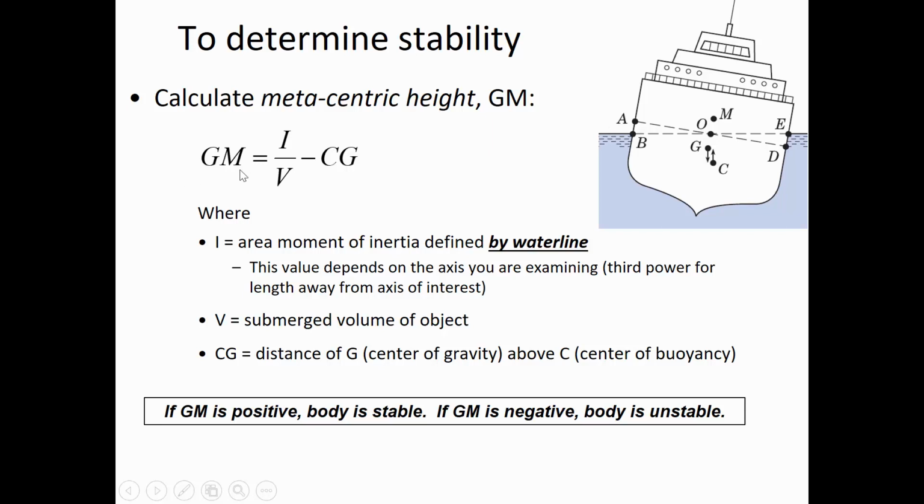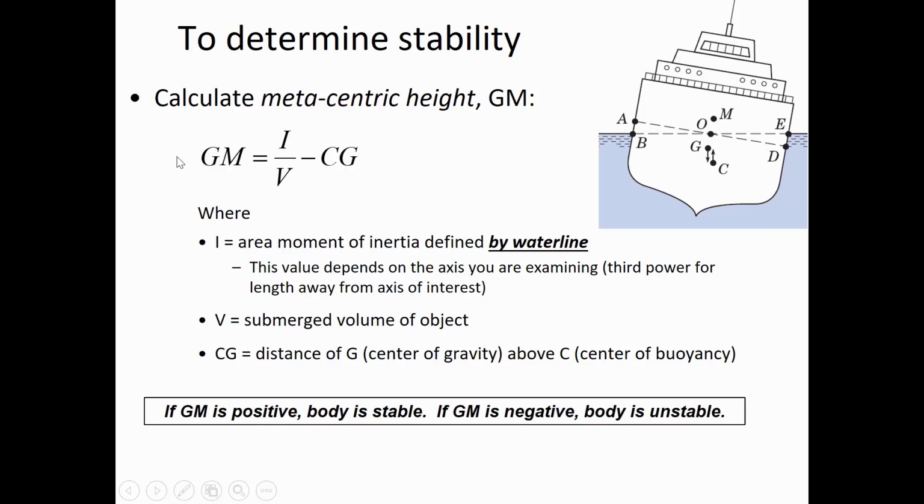Now here's the formula for metacentric height, GM. GM just means the distance between G and M, but we call that distance the metacentric height. We've just talked about how you determine the area moment of inertia. V is the submerged volume, so that's just the volume underneath the waterline. And then CG is the distance between the center of buoyancy and the center of gravity. Usually you can determine that by information about how the ship is loaded, and how deeply the ship is beneath the waterline. So you'll have some dimensions that will help you to determine CG.